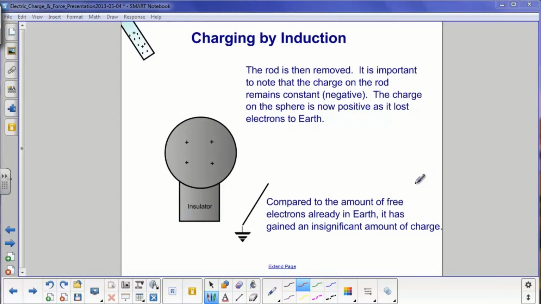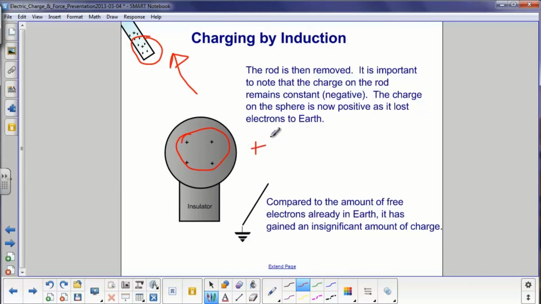The rod is now removed. It is pulled away here. It is important to note that the charge on the rod is the same. No charge left the rod or entered the rod because it was still separated by an air gap between it and the sphere. However, the sphere lost electrons to the Earth, so it now has a net positive charge.